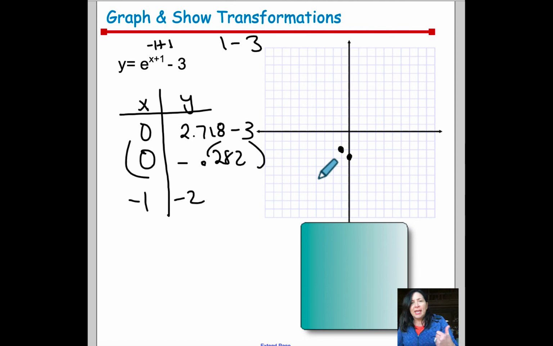So this should give you an idea what your graph actually looks like. But that being said, you still need a graph. I mean, you need at least more than that many points.